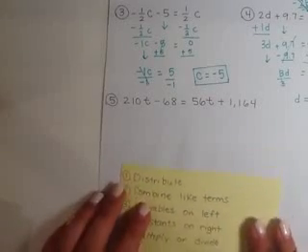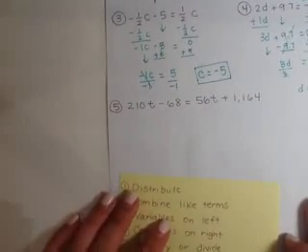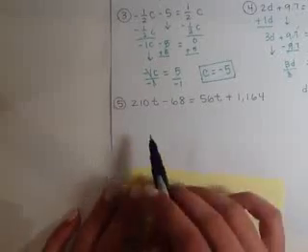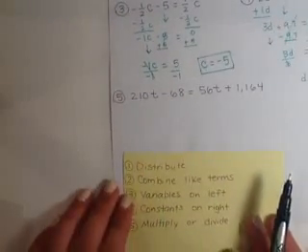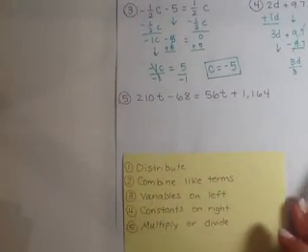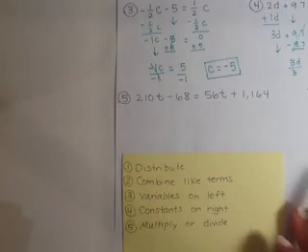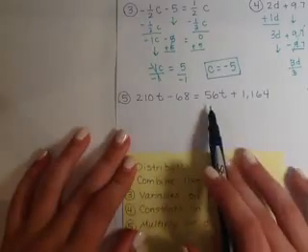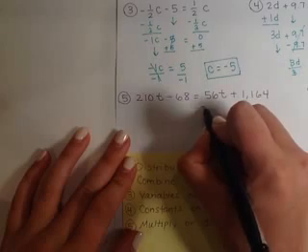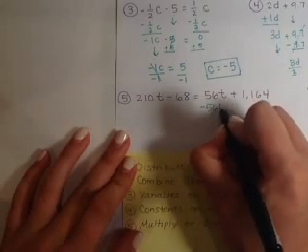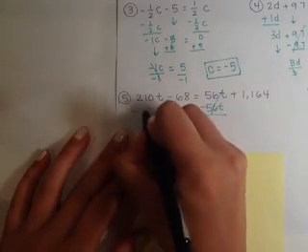Moving on to this last example on lesson 2.2. Distribute, no, there's not any parentheses. Combine like terms, not any on the same side of the equal sign. Variables on the left. I need to get 56t to the left. It's a positive, so I'll subtract. Gone.